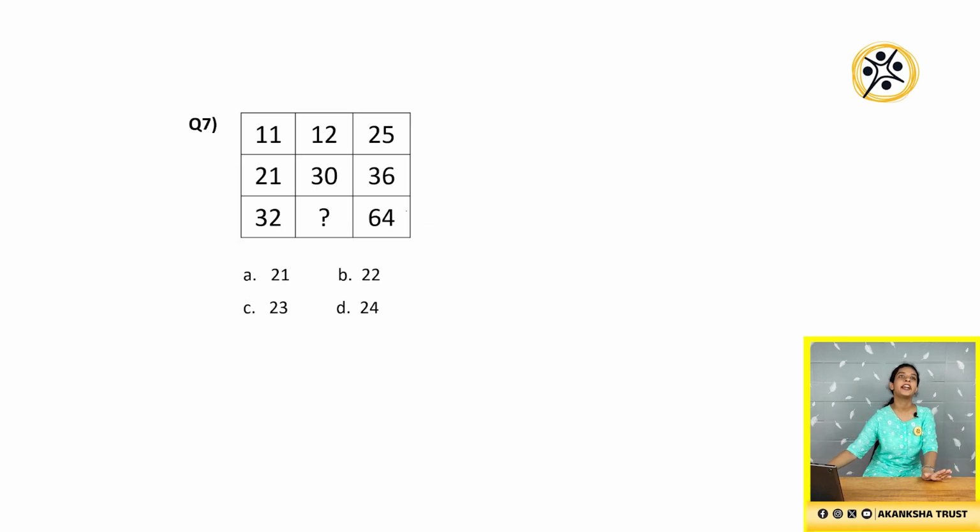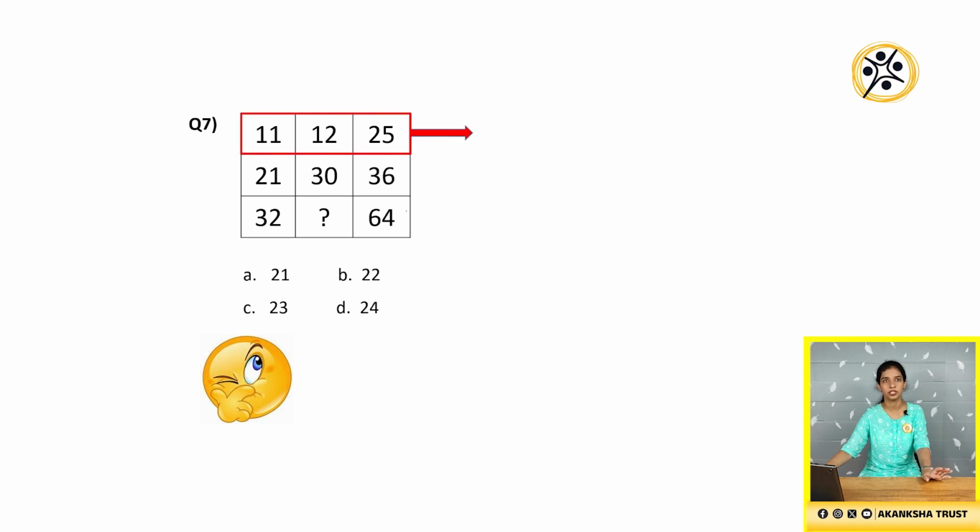So going ahead with the seventh question. Again, we have a missing number at the same position, that is the third row entry. Let us see how we can decode the same. We have the first row entries as 11, 12 and 25. But here, instead of considering 11, 12 as a whole number, let us try to consider the individual digits.